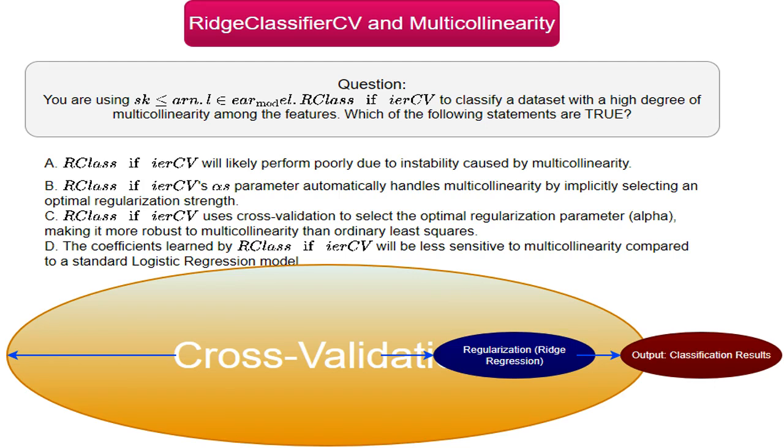A statistical method to evaluate model performance. The data is split into subsets. The model is trained on some subsets and tested on the others. This helps prevent overfitting and provides a more realistic estimate of how the model will perform on new, unseen data.